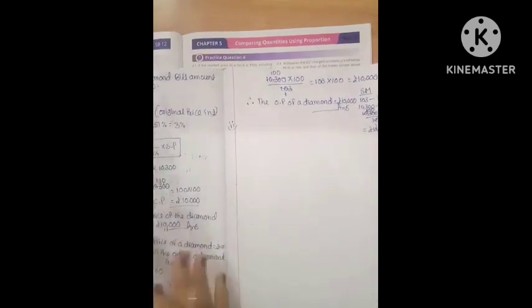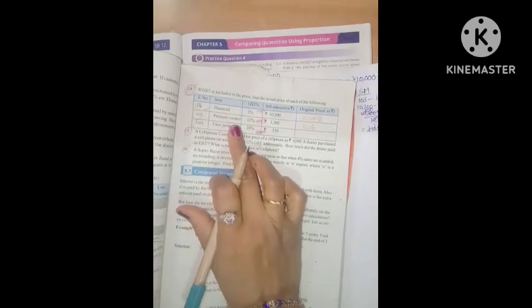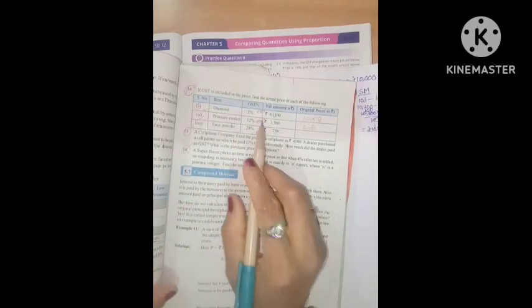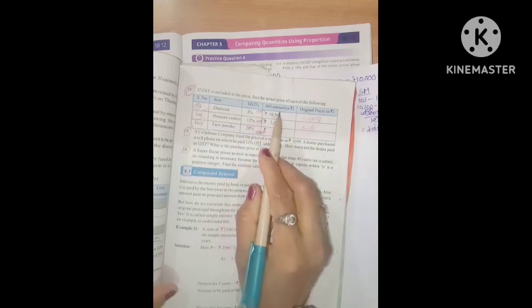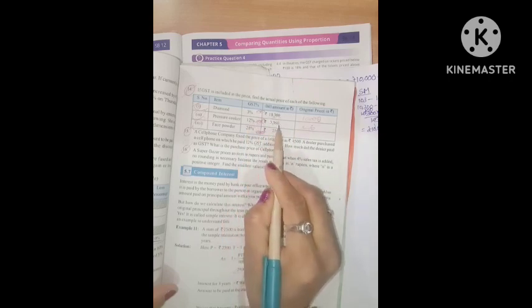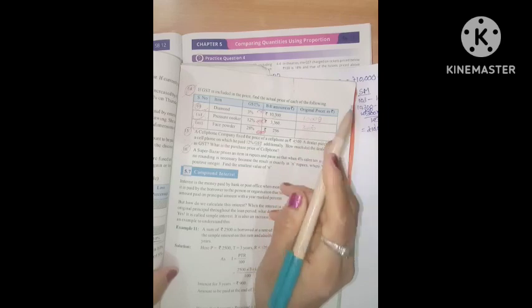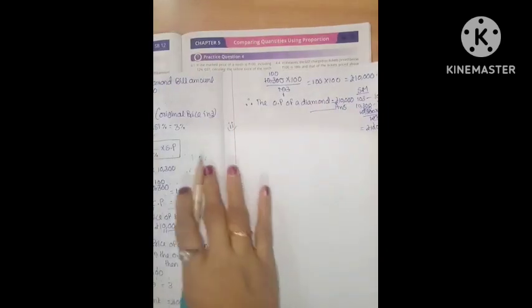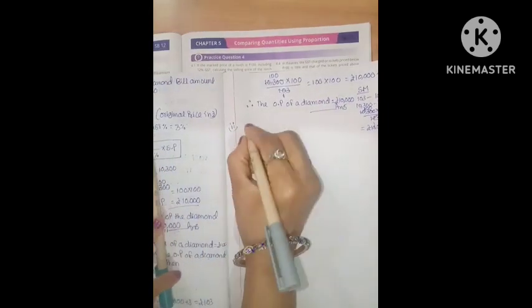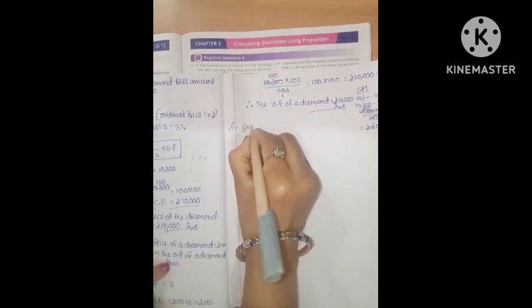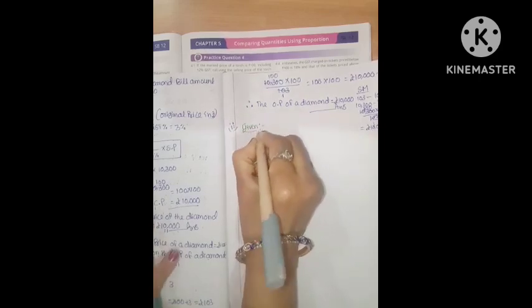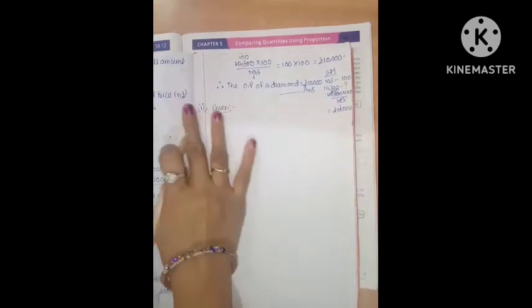In the second problem, the item is a pressure cooker. Next, the GST percentage is 12%. The bill amount is 3,360. How to calculate this? To find the original price of the pressure cooker, first I have to write the given data in your given problem.